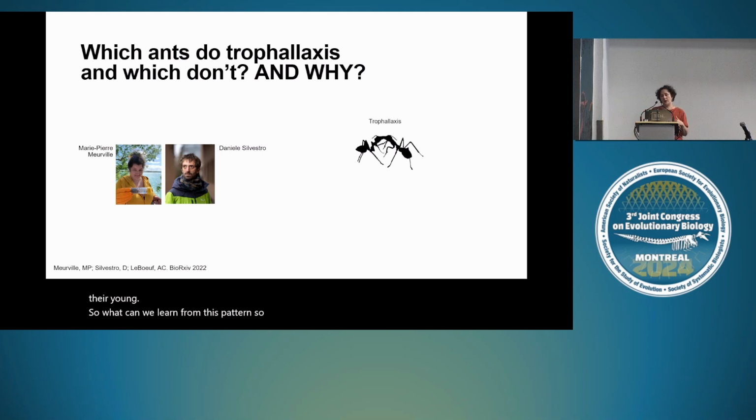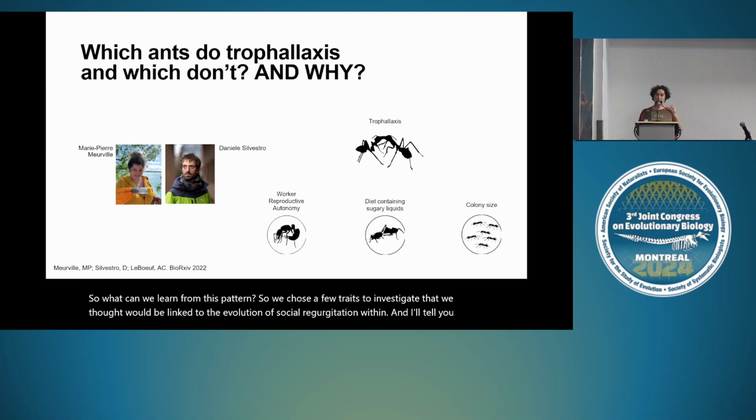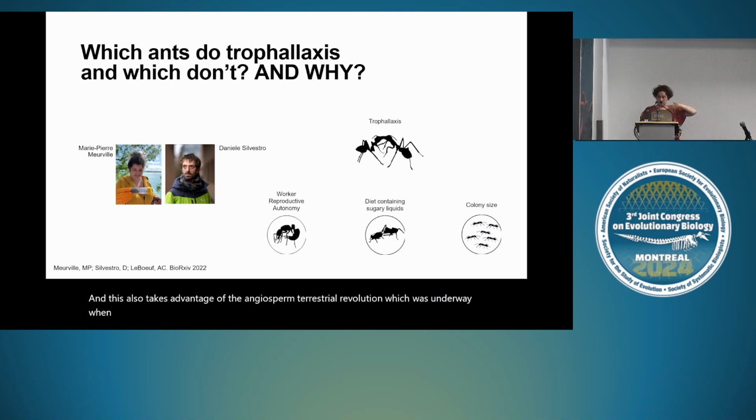So we chose a few traits to investigate that we thought would be linked to the evolution of social regurgitation within colony, and I'll tell you those. So within colony reproductive conflict, so worker reproductive autonomy: can the workers make a new queen if they want to? And whether a species evolved to eat sugary liquids, so if you're going to do social regurgitation, it might be an important pressure. And this also takes advantage of the angiosperm terrestrial revolution, which was underway when the ants were evolving. And then lastly, colony size, which has often been linked to social complexity.